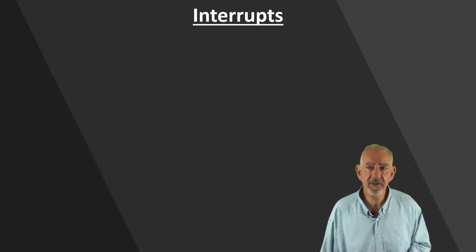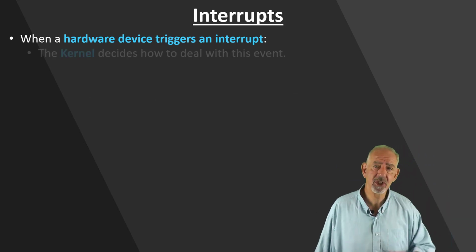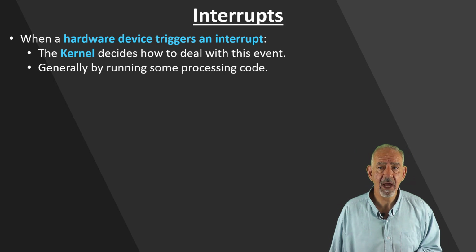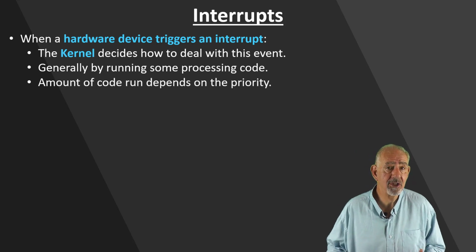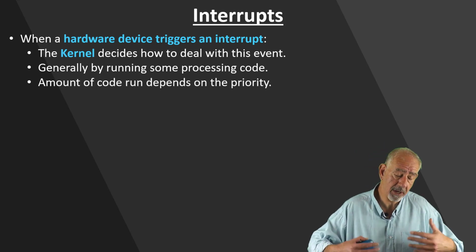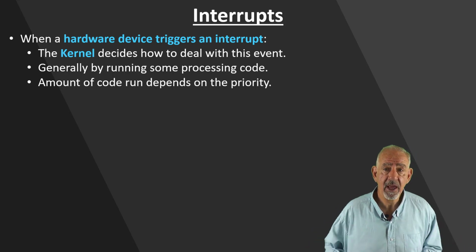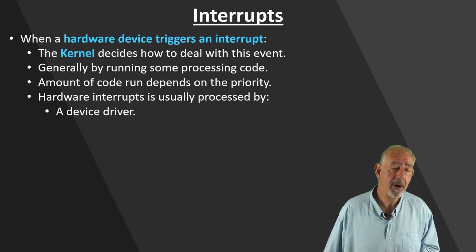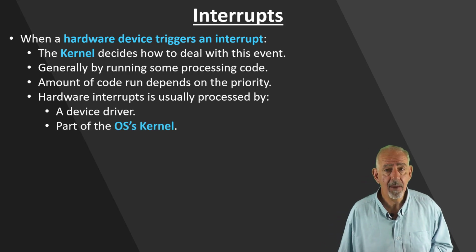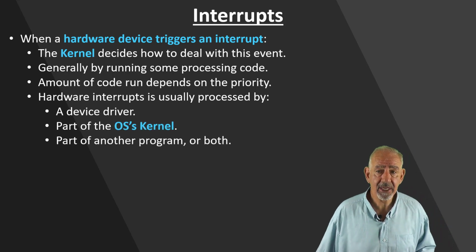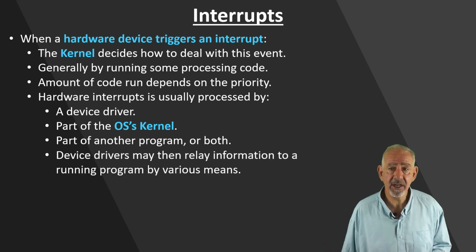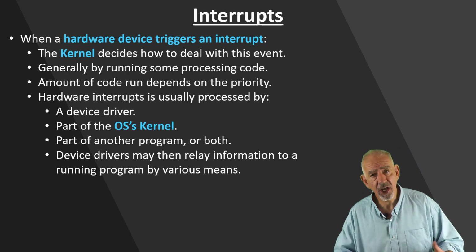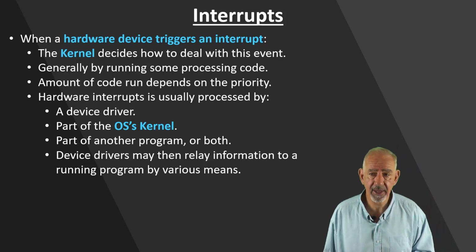So when a hardware device triggers an interrupt, the kernel decides how to deal with it. It generally runs some sort of processing code, but the amount of code depends on the priority that that process has, because all processes have a set priority. And a hardware interrupt is usually processed by either a device driver, part of the operating system's kernel, part of another program, or both together. And then device drivers may relay the information to a running program by different means. So there's a lot of different pieces of communication going on there.